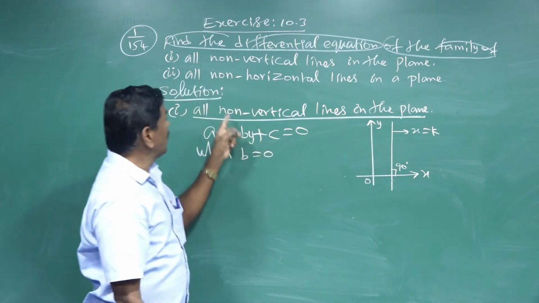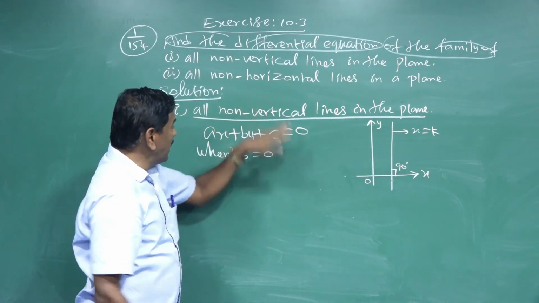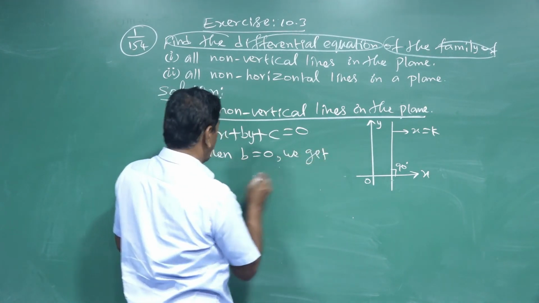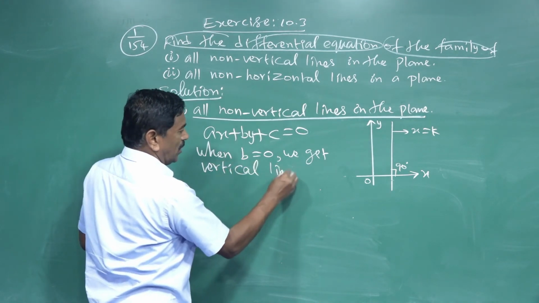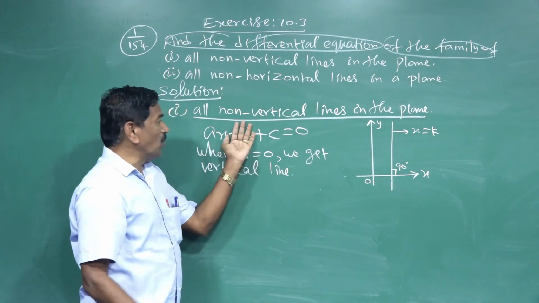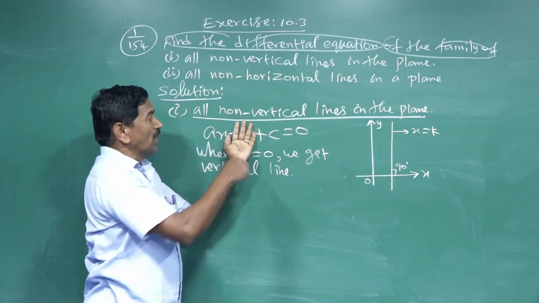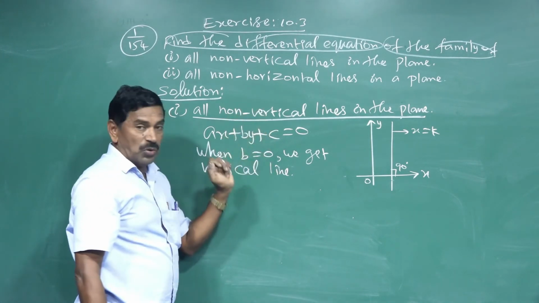But we need a non-vertical line. When b equal to 0, we get a vertical line. Listen to the concept: when b equal to 0, we get a vertical line, but we need a non-vertical line. To get a non-vertical line, b is not equal to 0.